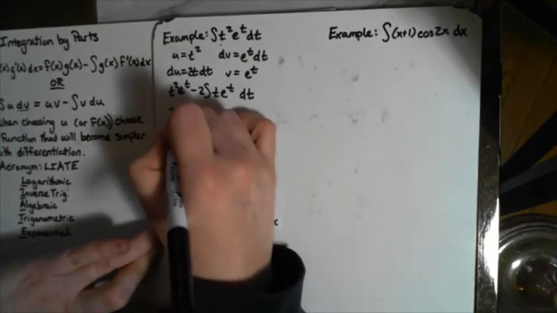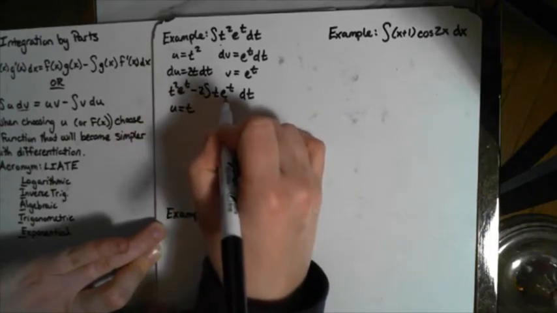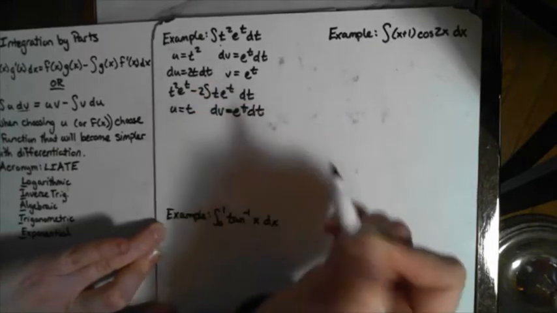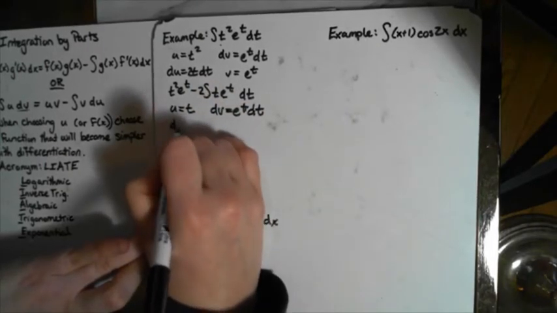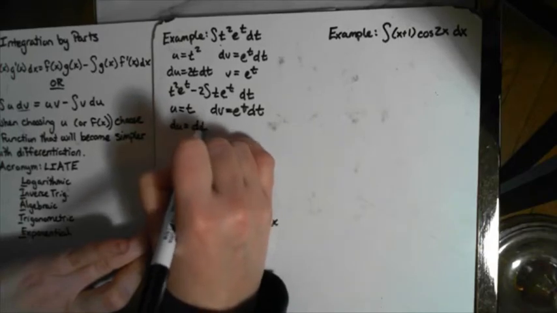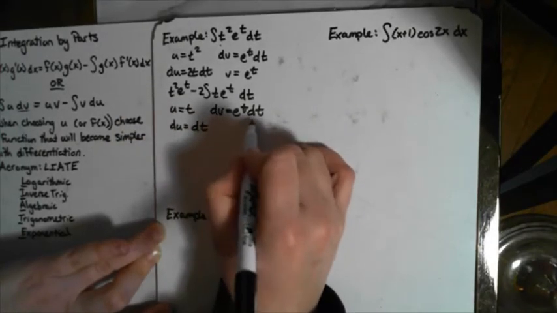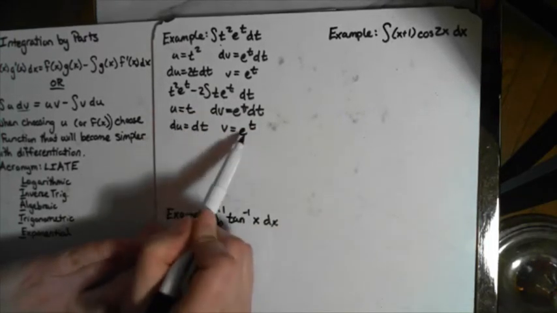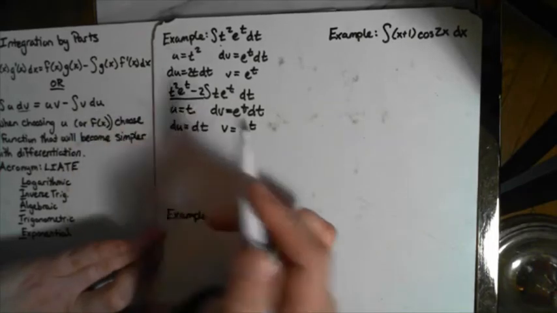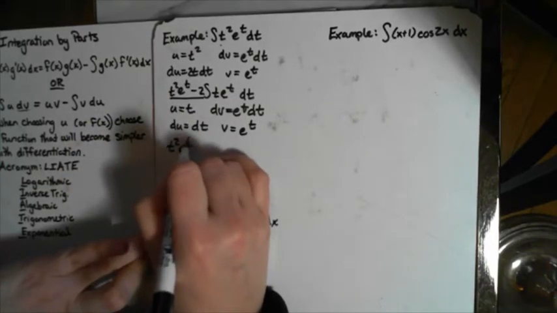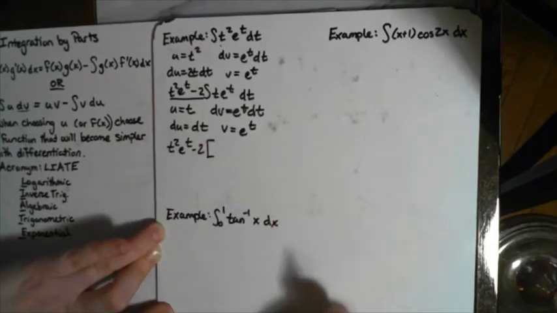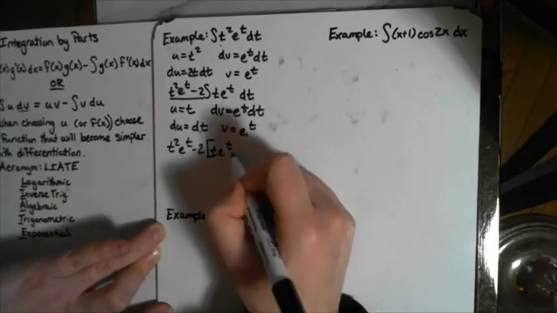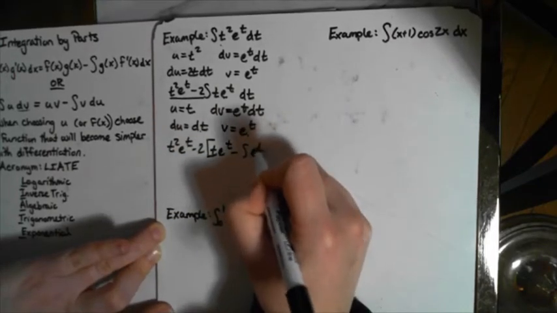So I'm going to make t my new u, and e to the t dt is going to be dv. Okay, the derivative of u is going to be 1 dt, or just dt. And the integral of this is just v equals e to the t. Now I'll multiply the u and the v, and I can't forget to have this part here. So t squared e to the t minus 2, and I like to put brackets there, t e to the t, and then I multiply these two bottom parts, minus the integral of e to the t dt.